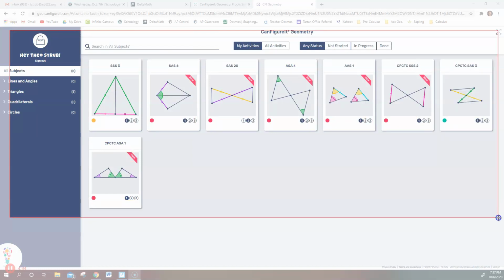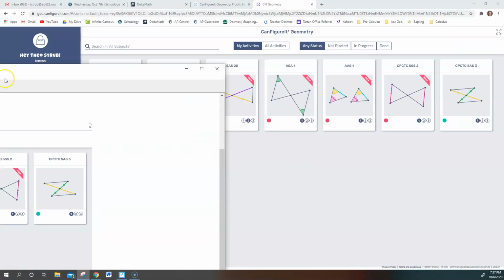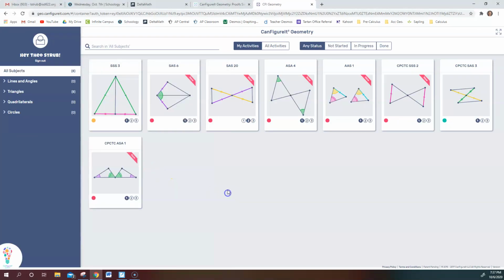And then you can click right here, and I'll be able to tell all of the ones that you had done very easily. I still have access to all your records, so I can go back and check, but it's just easier if you guys take that screenshot.